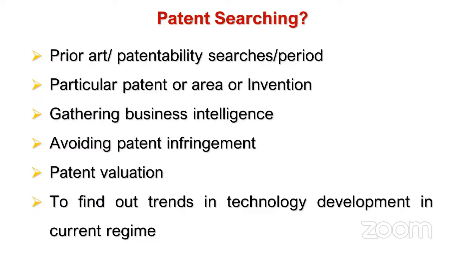Next, through patent searching, we gather business intelligence and we also avoid patent infringements. Through patent searching, we know whether anybody can infringe our patent or not. If anybody infringes our patent, then we file a suit against that infringer. Patent valuation: through patent searching, we know how valuable our patent is to the market, how beneficial it is to society, and how much royalty we can create from the patent. And through patent searching, we find out the trend in technology development, the current regime.